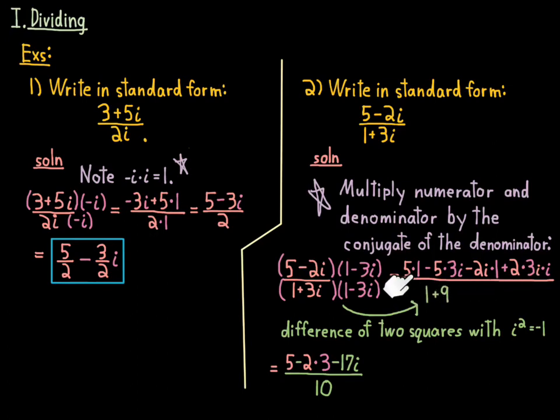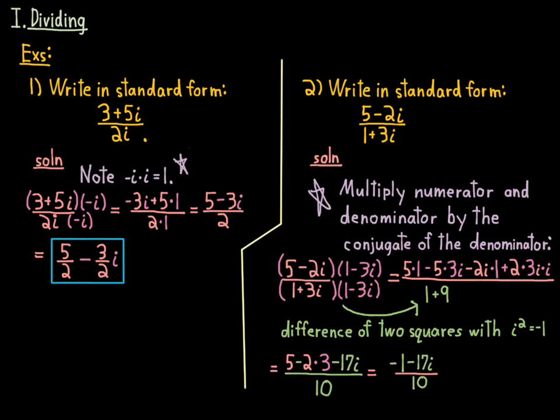So 5, and this is minus, what happened? 5 minus 15i minus 2i is minus 17i. Oh, I didn't multiply the 2 times the 3 for some reason. So that's a 6 there, right? So 5 minus 6 is minus 1, or negative 1, minus 17i over 10.